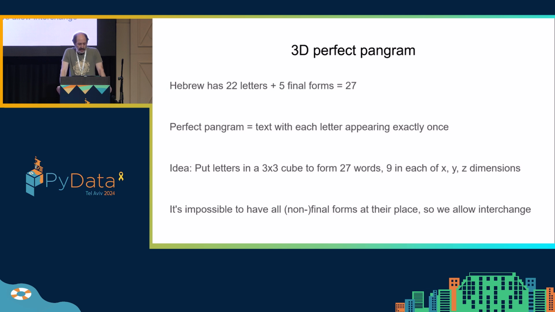This is the idea: let's put the 27 letters into a 3 by 3 by 3 cube to form 27 words, and we will have 9 words in the x direction, 9 words in the y direction, and 9 words in the z direction. So 27 words. Now, it is mathematically impossible to have all the final and non-final letter forms in the correct place, so we need to relax this, and we will allow interchanging, like the final form, like mem regila, mem sofit. We won't care where it sits in the word. We have to accept this.